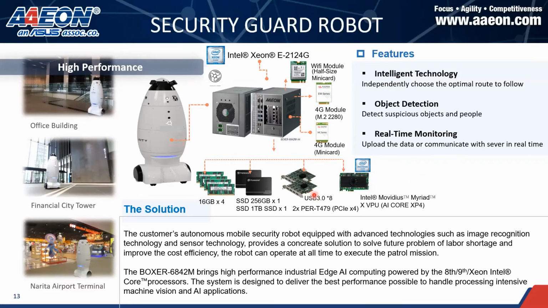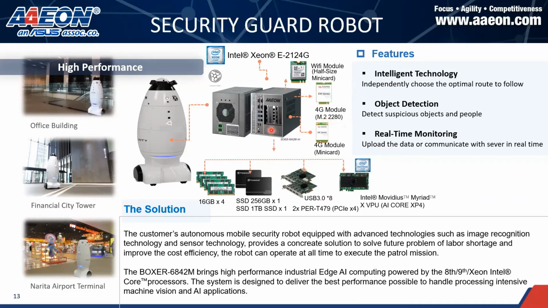What is special about this application or this case is the customer actually used 2 4G modules in the system. And why do they need two 4G modules? The first one is standard, but the other one is used for redundancy, because some of the areas in Japan have different bandwidth. So they need 2 4G modules, one as a backup.